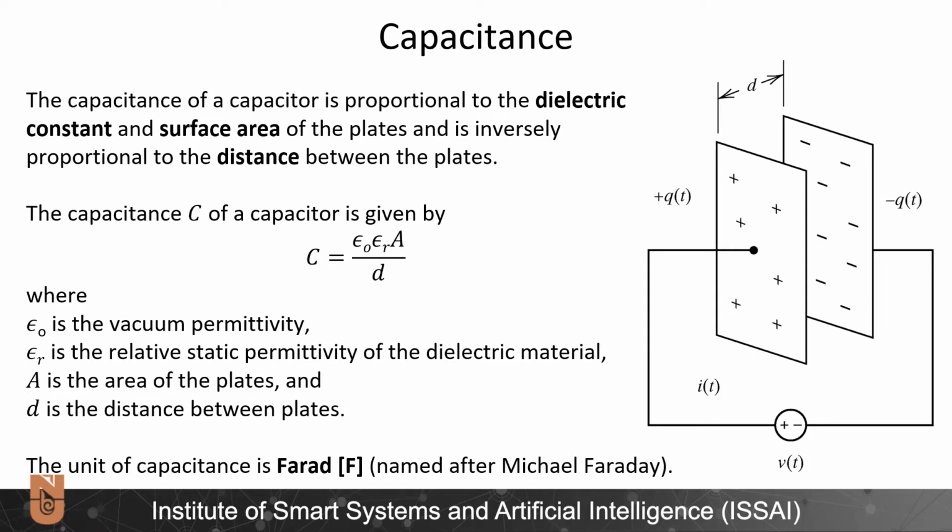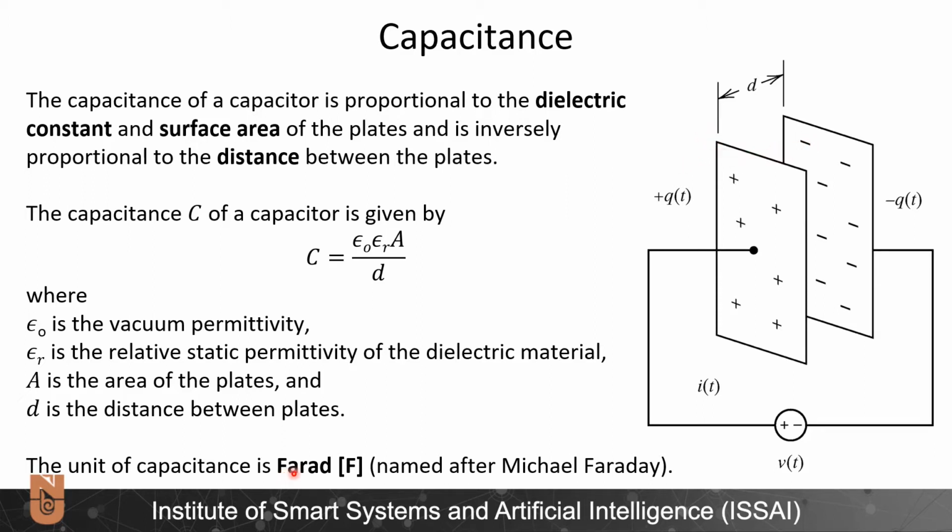The capacitance C of a capacitor is given by this equation. C is equal to epsilon 0 times epsilon r times A divided by D. Epsilon 0 times epsilon r gives us the dielectric constant, where epsilon 0 is the vacuum permittivity, epsilon r is the relative static permittivity of the dielectric material, A is the area of the plates. We are assuming both plates have the same area, and D is the distance between the plates, and we are also assuming that the distance D between the plates is constant.